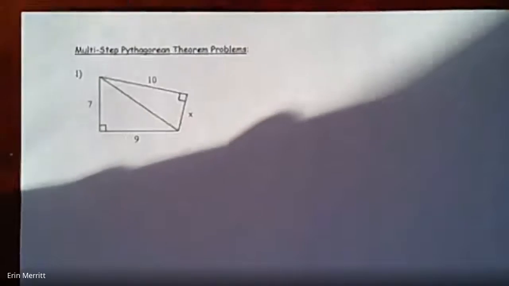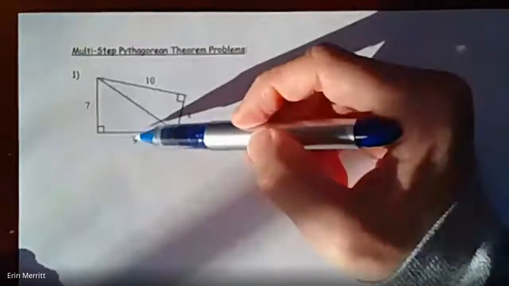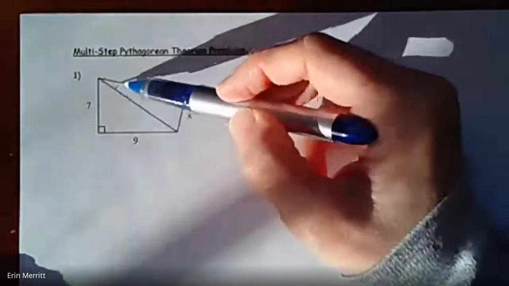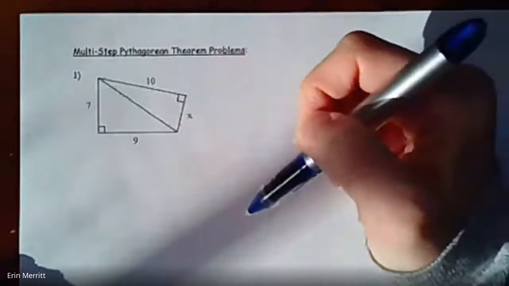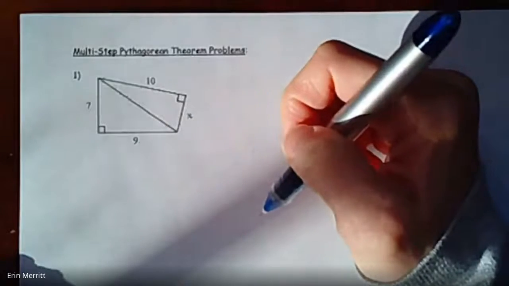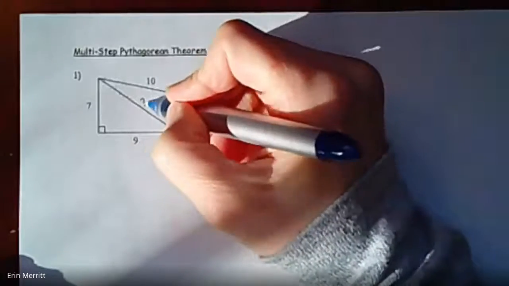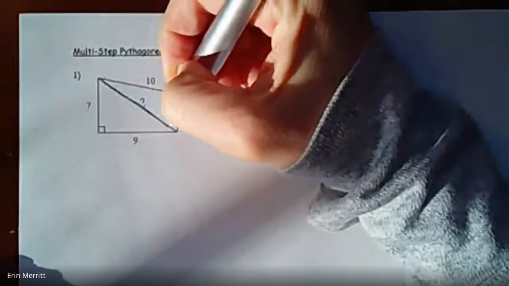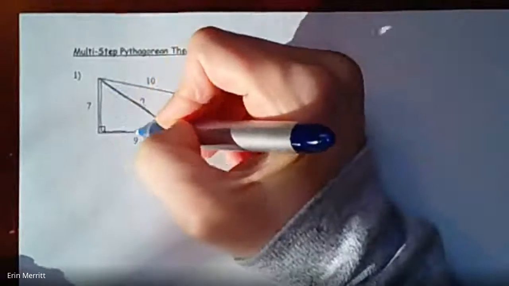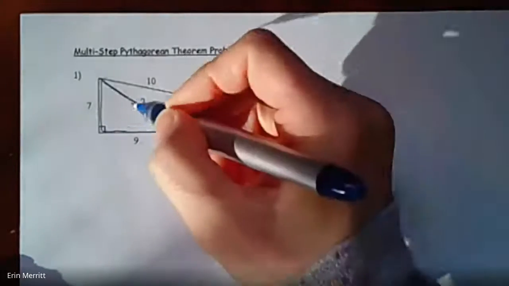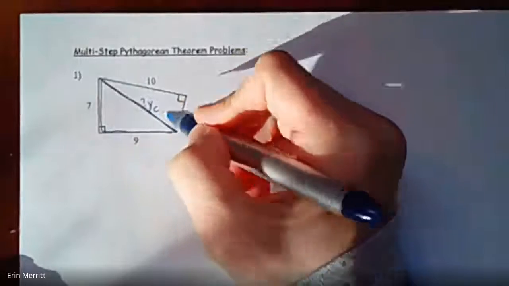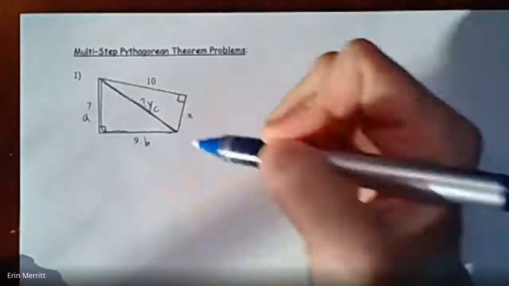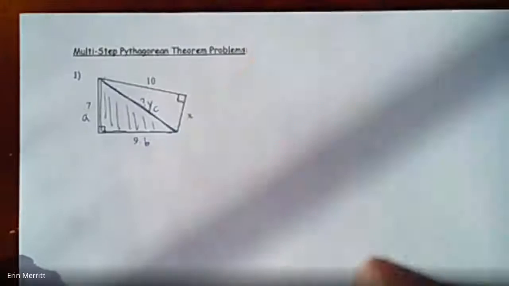All right, on page 4, there are 2 that are multi-step ones here. So what you are given is a right triangle where the legs are 7 and 9, and then a second right triangle kind of attached to it where the legs are x and 10. To solve for x, we first need to figure out the length of this segment, the hypotenuse of the triangle on the left. I'll call it y, so I have a variable to use. That would be the C of my ABC for this little triangle.